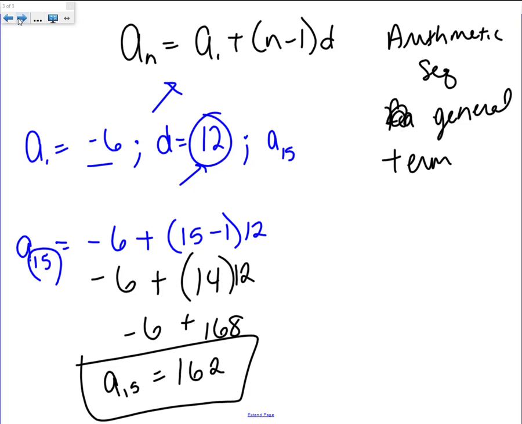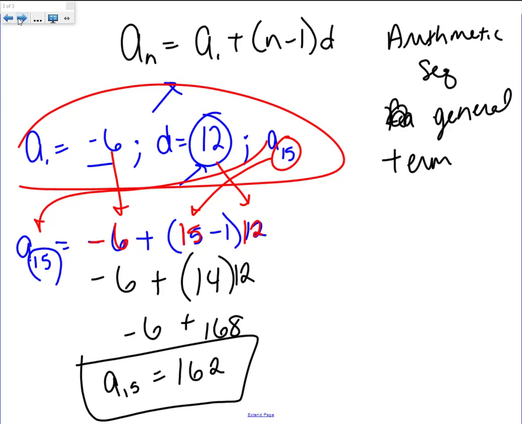You can plug things in. And notice that the things that were given to me that I'm plugging in are these numbers all right here. Right? The n came from the 15th term, I'm solving for the 15th term. The a sub 1 came from there, and the D was also given to me. All of this blue part was given to me, and I just plugged it into the equation up at the top that I gave you to begin with.